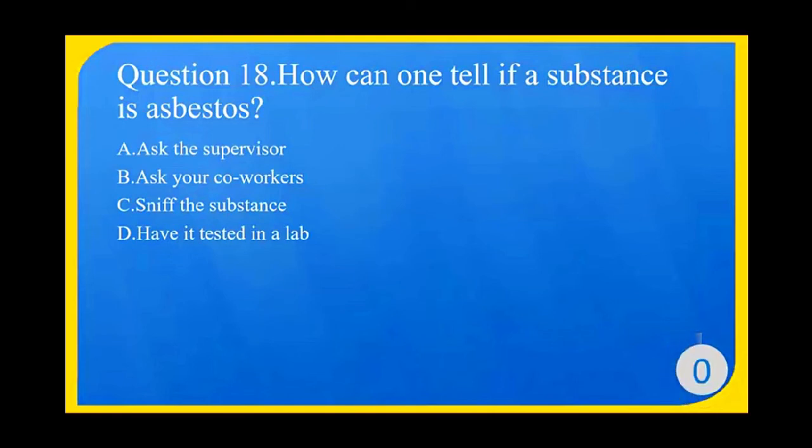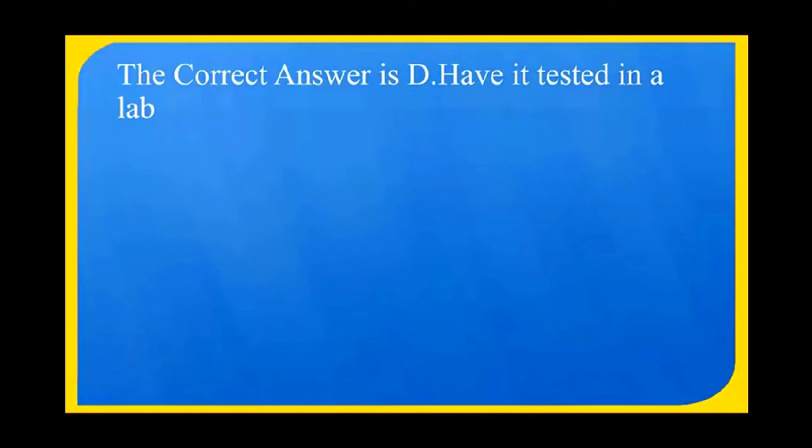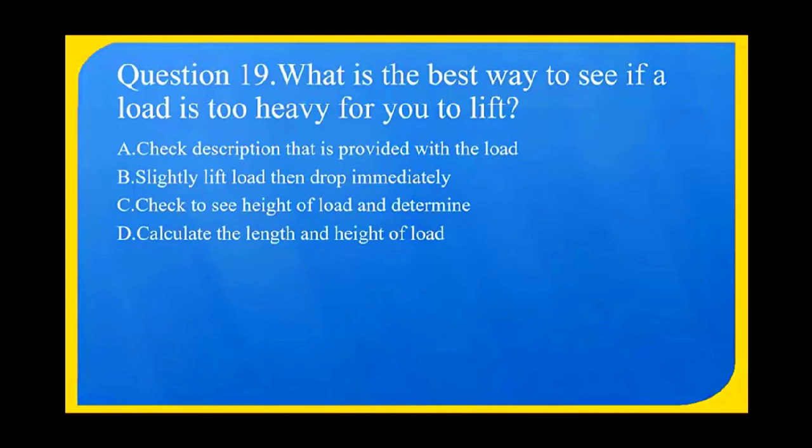The correct answer is D. Have it tested in a lab. Question 19. What is the best way to see if a load is too heavy for you to lift? A. Check description that is provided with the load. B. Slightly lift load then drop immediately. C. Check to see height of load and determine. D. Calculate the length and height of load.